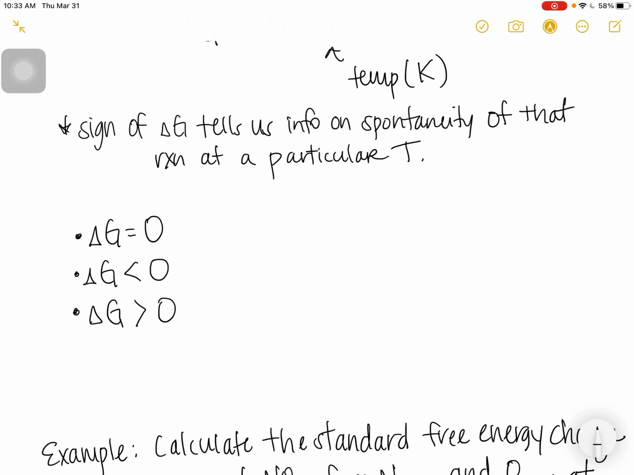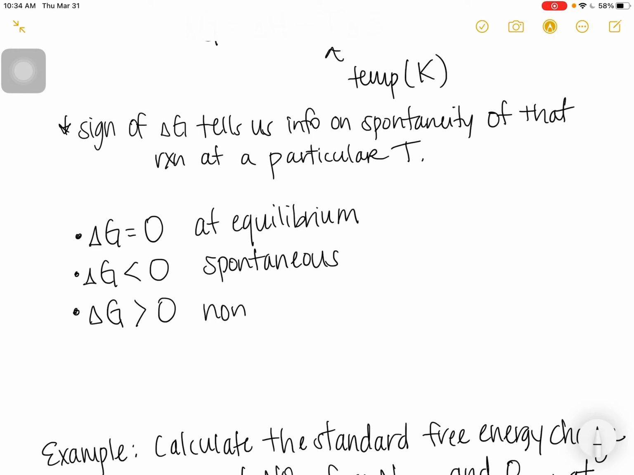We have three situations. Delta G can be 0, and that is of course an equilibrium situation. Delta G can be less than 0, meaning negative, and so that means the reaction is spontaneous. Or delta G can be greater than 0, positive, which means the reaction is non-spontaneous. And this is super important, okay?